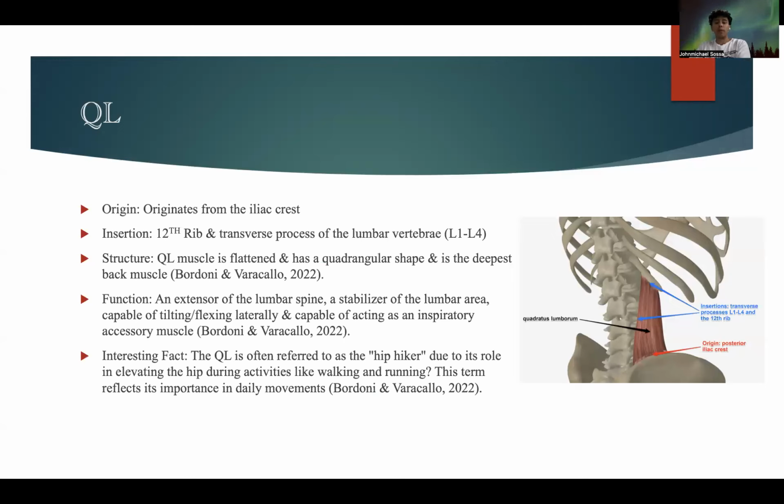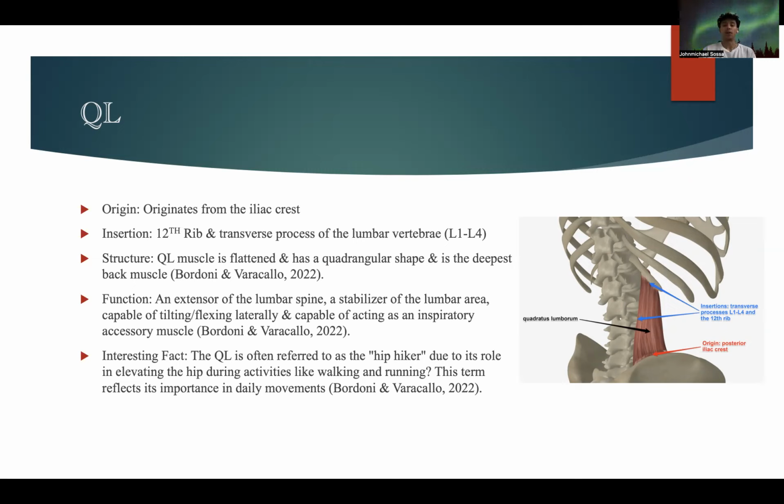Starting off with the QL, also known as the quadratus lumborum, it is an essential muscle and plays a vital role in lower back stability. It's also the deepest back muscle and originates from the iliac crest. It inserts onto the transverse process of lumbar 1 through lumbar 4 and the lower part of the 12th rib. In addition, the QL muscle is also a flattened muscle and has a quadrangular shape.